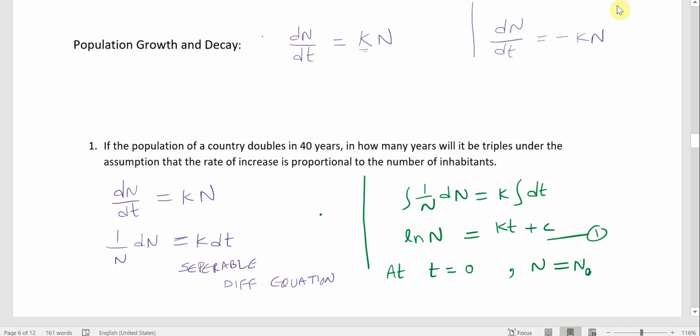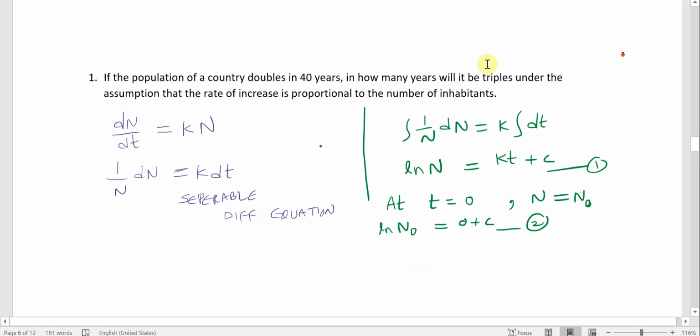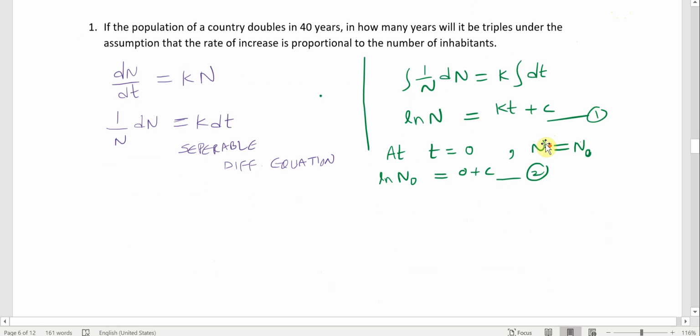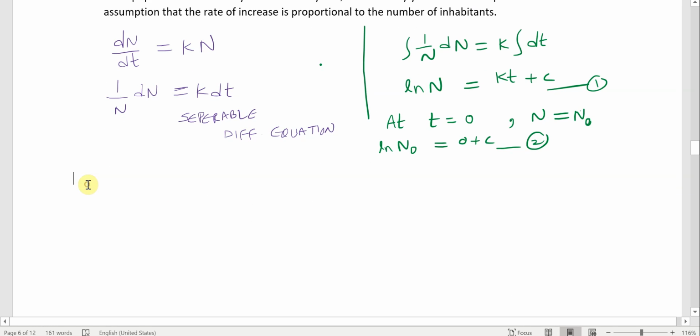Let us substitute here. So the result will be ln n naught equals 0 plus c. So this is equation number 2. So c is ln n naught. Let us replace this c with ln n naught here in equation 1. So clearly equation 1 will become like this.